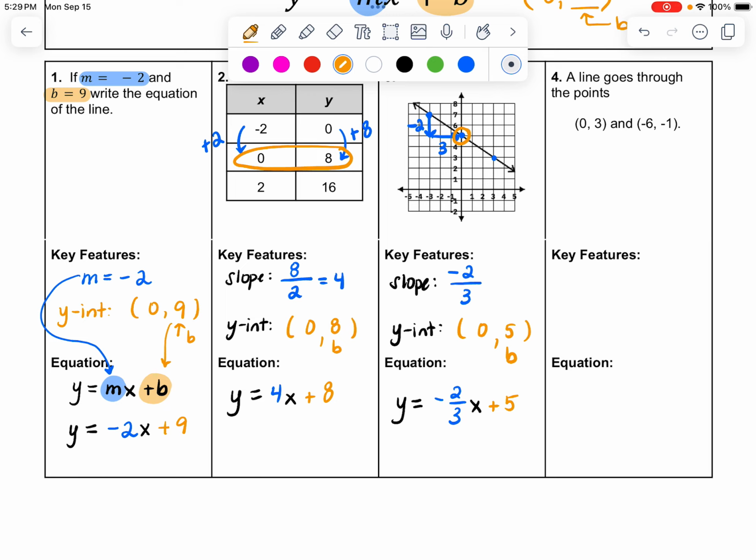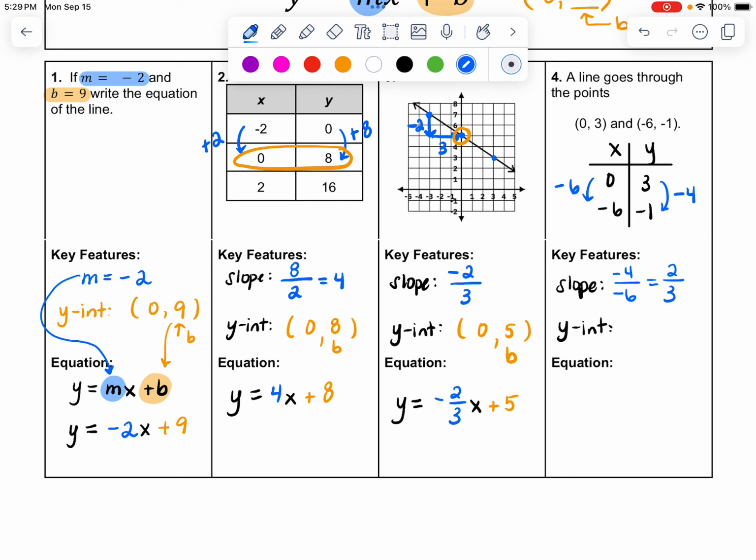Last but not least, if I have these 2 points, in order to find the slope, I'm going to make a little mini table. I'm going to fill in my points and then identify my key features, which are my slope and my y-intercept. Again, to find my slope, I'm going to look at the patterns in the table. On the y column, I'm going down by 4, and on the x column, I'm going down by 6. So my slope would be -4 divided by -6, which simplifies on my calculator to 2/3.